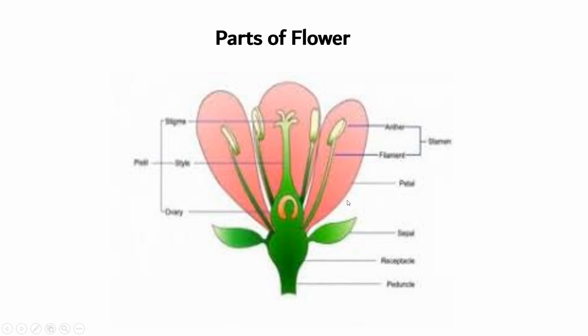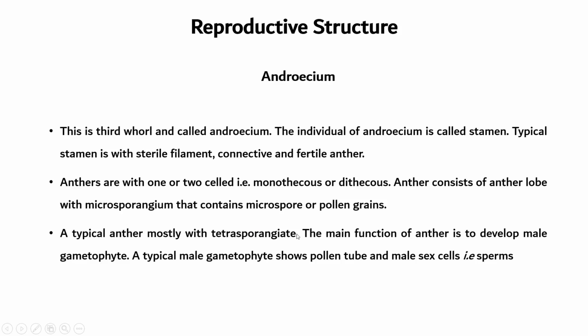Now, in this diagram, you will see all the floral whorls: pedicel, thalamus, gynoecium, androecium, then petals with red color and green colored sepals. The third whorl of the flower is the androecium. The individual of androecium is called stamen.